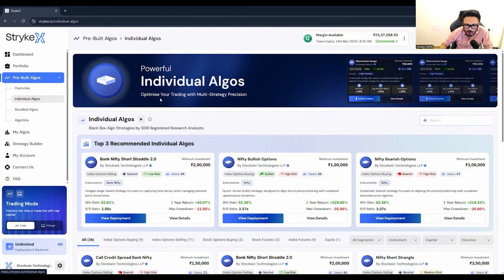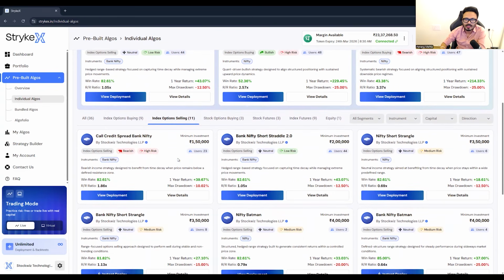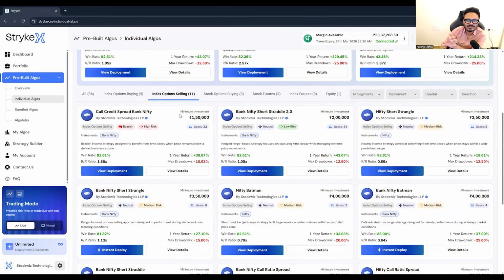So you should only go for option selling strategies if you're looking for a consistent thing. And if you are willing to be committed to the strategy for at least 6 months, only then your results will be seen and only then you will make money. Then, so basically for option selling, call credit spread or bank nifty short straddle 2.0, both are good strategies.